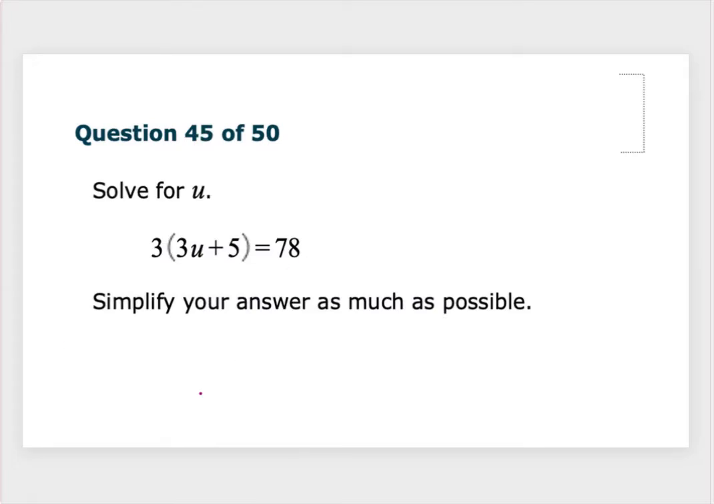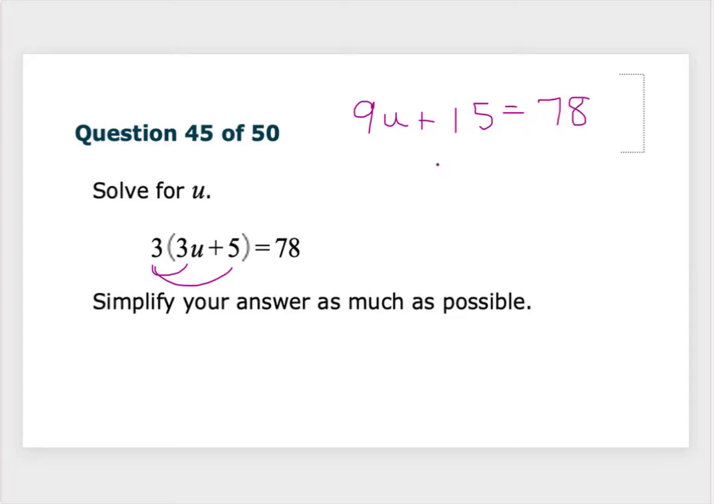Okay, question 45. Solve for y. Right now, to solve for y first, we're going to have to get the parenthesis out of there. Now, there's two ways to do this. I'm going to work this problem both ways. We could start by distribution and end up with 9u plus 3 times 5 is 15 equals 78.